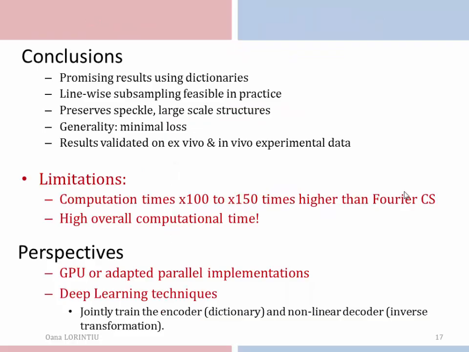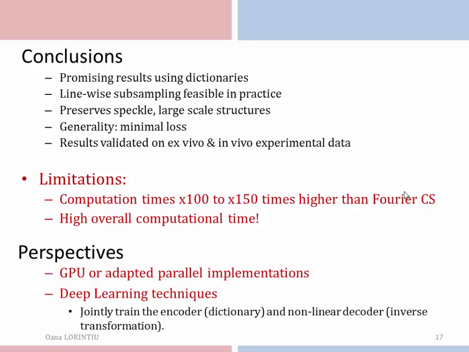So in conclusion, this approach shows promising results using the dictionary. The line-wise subsampling was feasible in practice, so it preserved the spectral details and large-scale structures. The generality shows a minimal loss in reconstruction. However, the limitation is the computation time, which is 150 times bigger than with the Fourier transform. And so we have a high overall computational time.